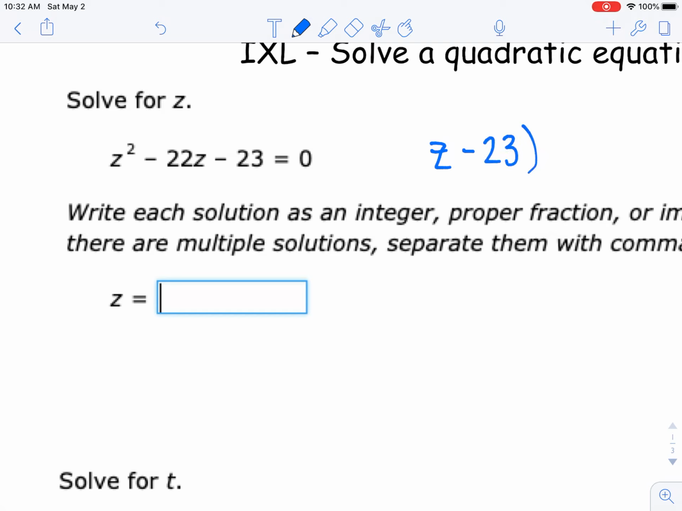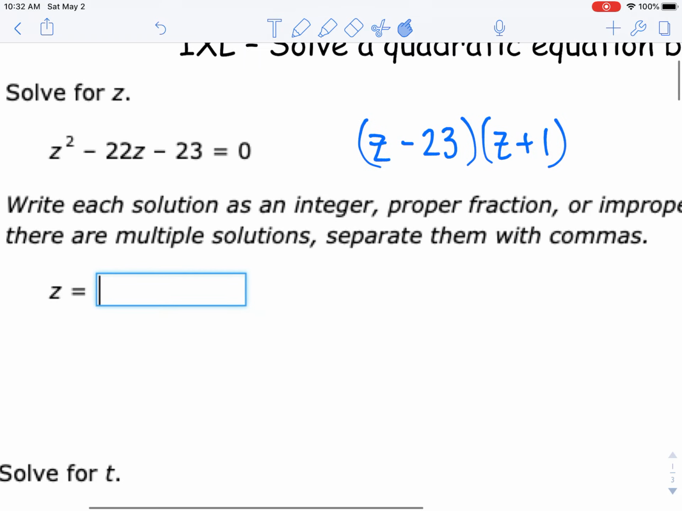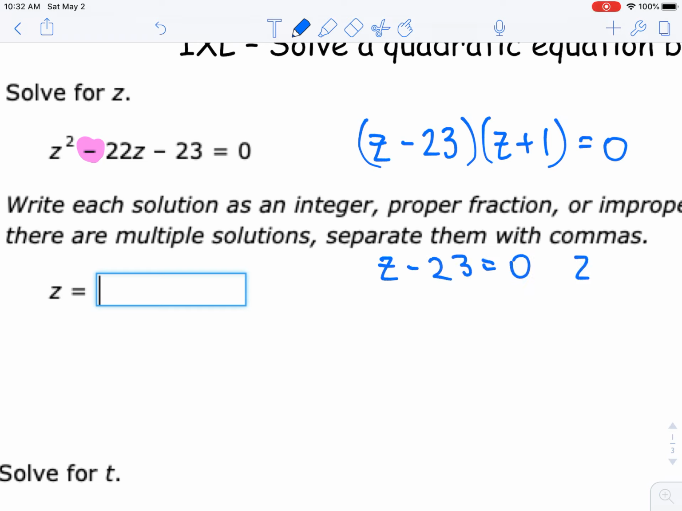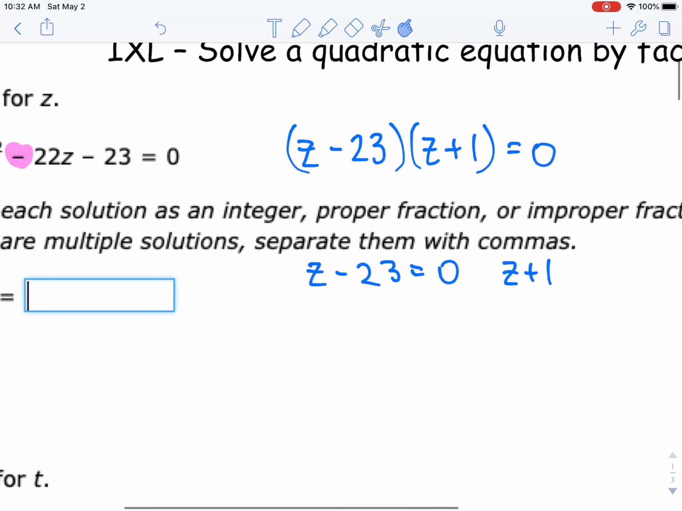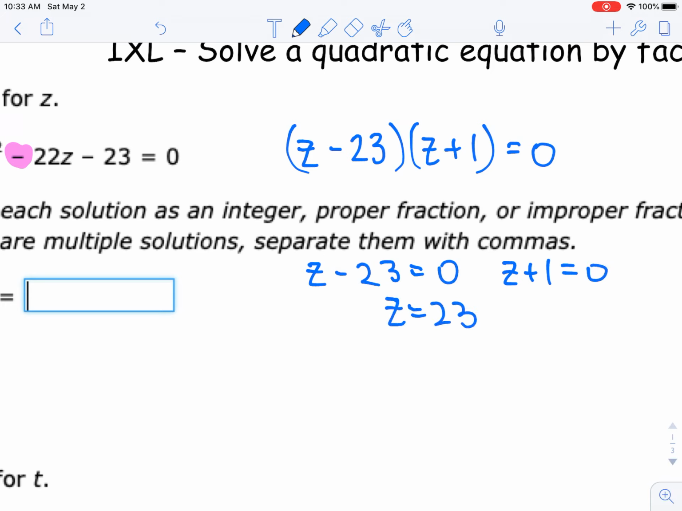So one of them has to be negative and one positive, and you go based on the sign of the second term. So you get z minus 23, z plus 1, set it equal to 0, then you set each factor equal to 0, and solve.